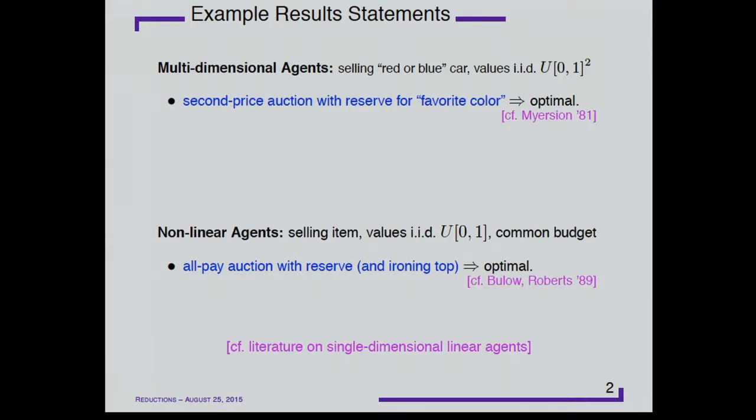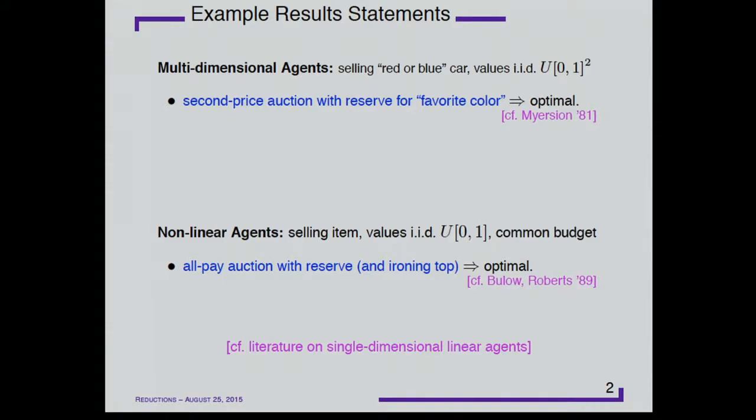I put ironing at the top in parentheses because when you actually implement this, you don't need to actually iron at the top. The agents will do it for you. You just run the all-pay auction with a reserve. They're not going to pay more than their budget, so they'll all automatically iron themselves in the correct way. This theorem is actually Laffont and Robert, but I'm going to give you a proof of this theorem which follows much more closely the Bulow-Roberts marginal revenue approach.